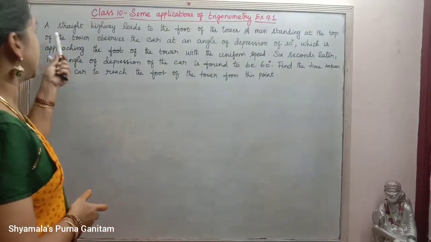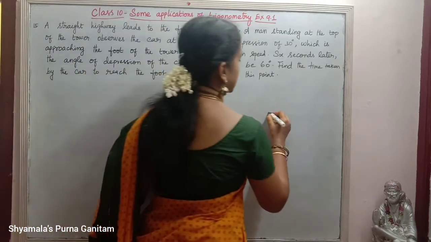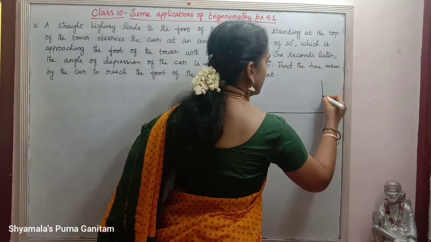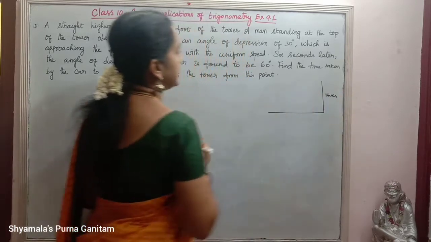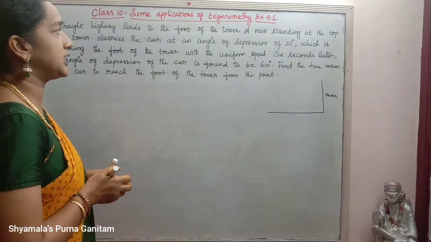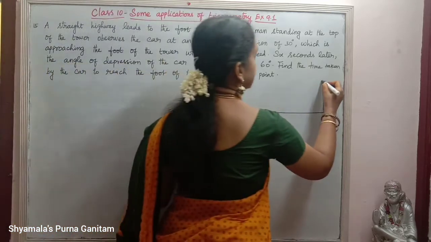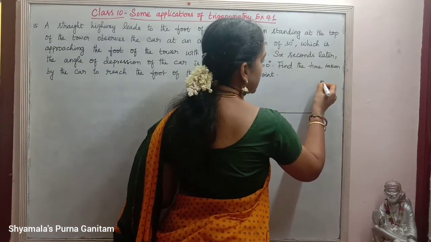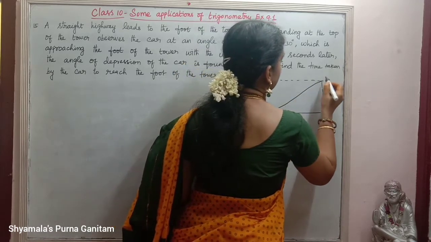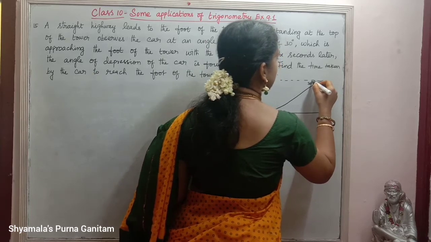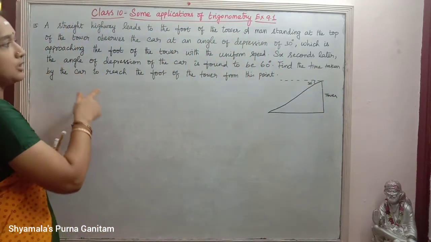Next sum: a straight highway leads to the foot of a tower. So this is the tower. A man standing at the top of the tower observes a car at an angle of depression of 30 degree, which is approaching the foot of the tower.